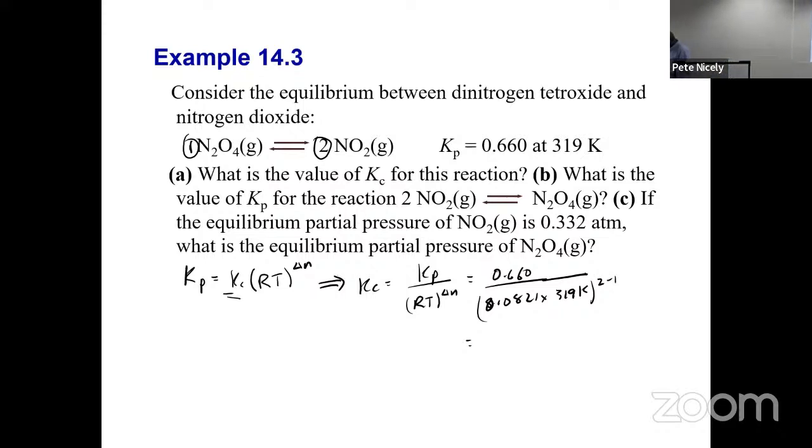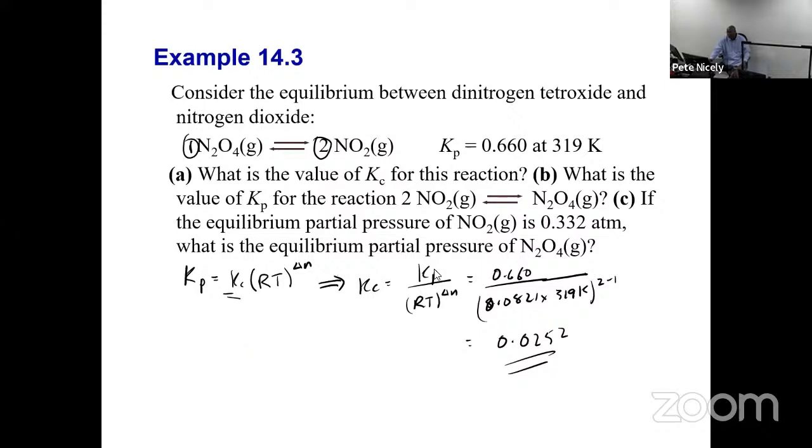So it's going to be 0.660 divided by 0.0821 times 319. So according to my calculations, this is going to be equal to 0.0252. And that's how we determine Kc. All right? Any questions about the A part that we just did? No questions? All right.